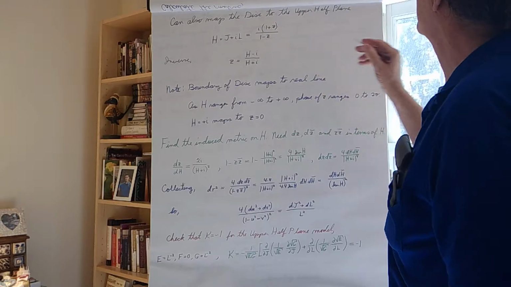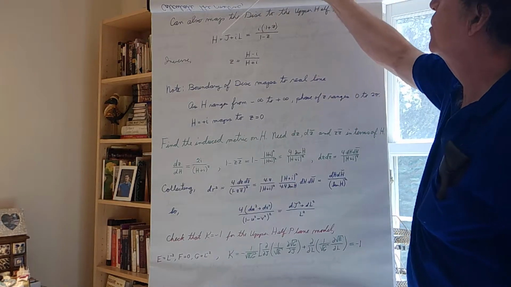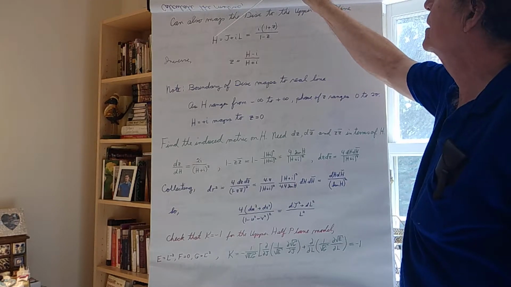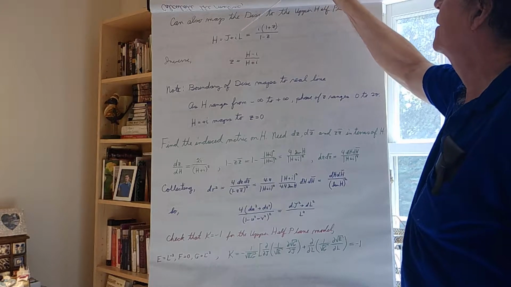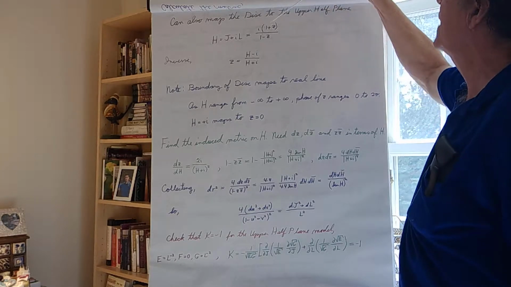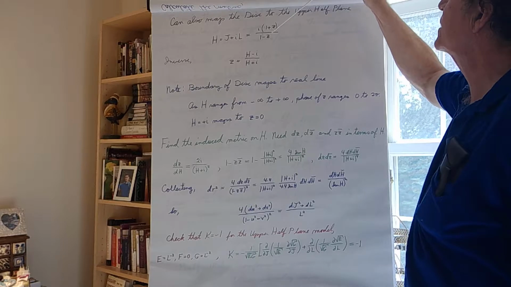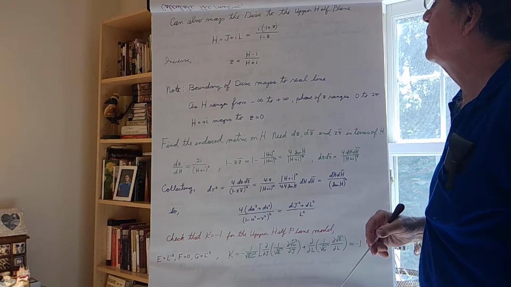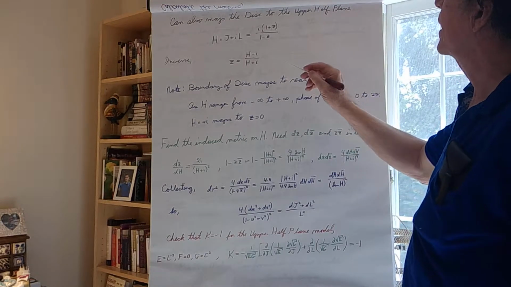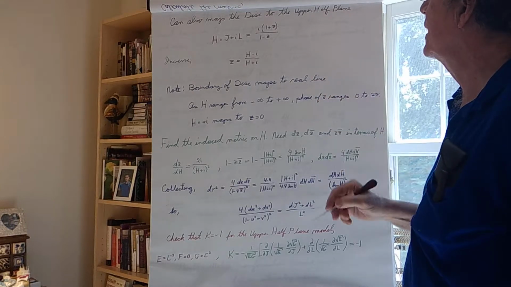Well, I know from complex variables that I can map the disk to the upper half plane, and how do I do that? I'll call the upper half plane variable h, the complex point in the upper half plane, in terms of a real part j and an imaginary part l. And here's the mapping. I put in a point in my Poincaré disk, z, and then it maps into the upper half plane like that. I can motivate that by solving for z and doing the inverse.